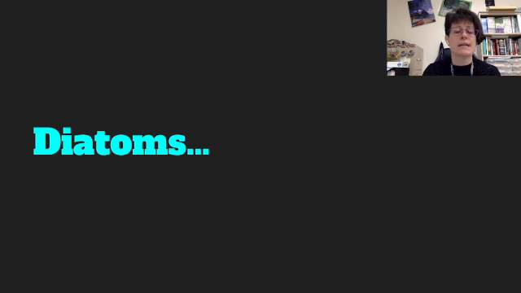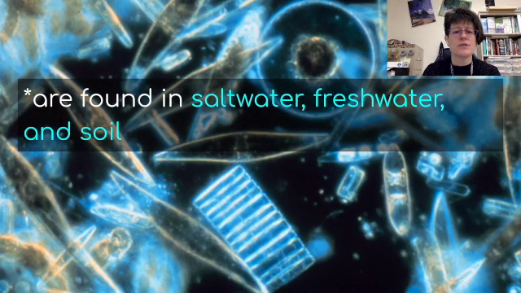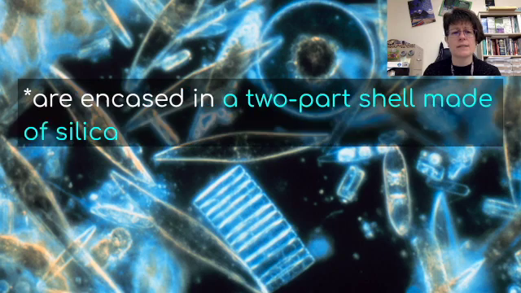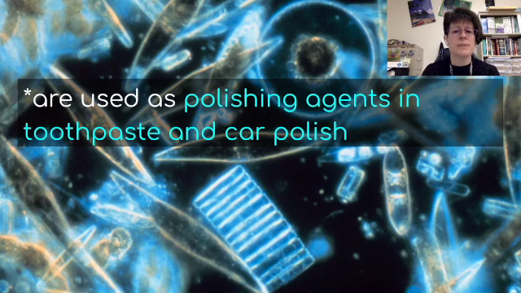Now, there are also diatoms. These are found in saltwater, freshwater, and soil, and this is what a diatom looks like. They're very cool looking, these shells that they have. They're like little glass beads. They produce 20% of the Earth's oxygen, so very important. They are encased in a two-part shell made of silica, and they are used as polishing agents in toothpaste and car polish. So you probably brushed your teeth with diatoms today.